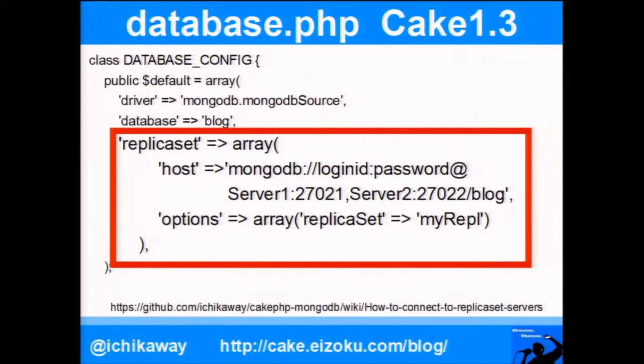How to use it? You need to set the replicaSet key in database.php. The host field needs the servers; login ID and password are optional. We have to write all server names and ports. And the options are the replicaSet option, which is set to true, and the replica set name. That's all.